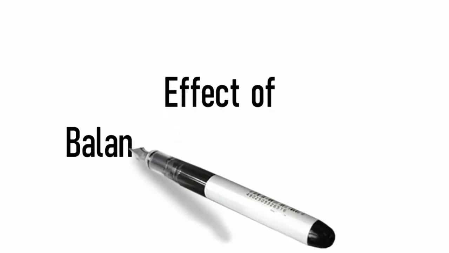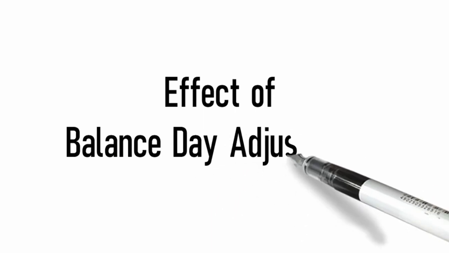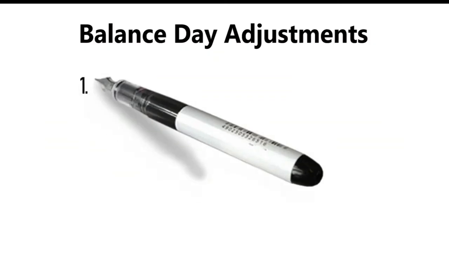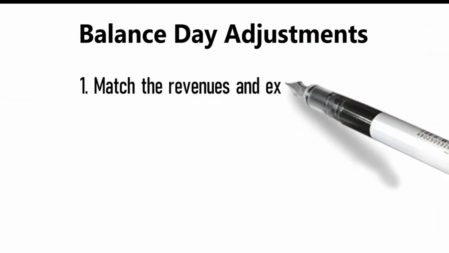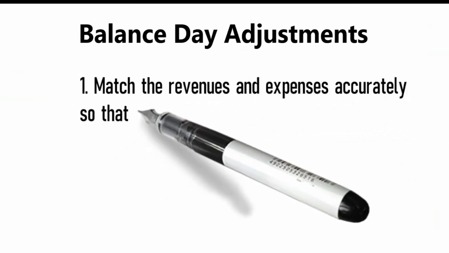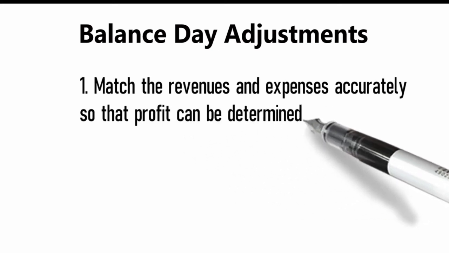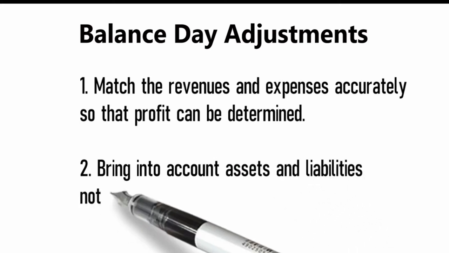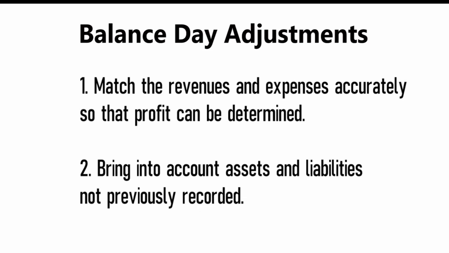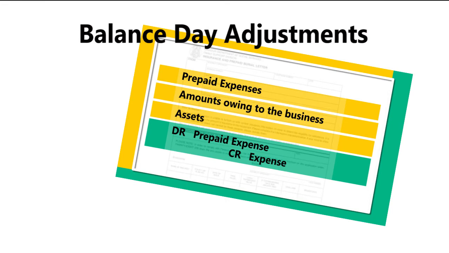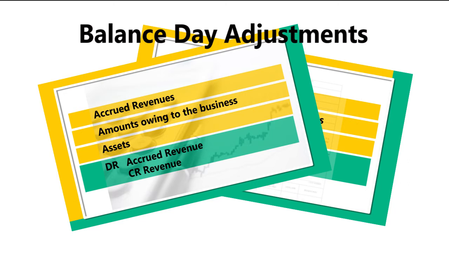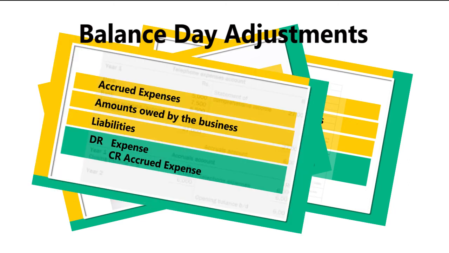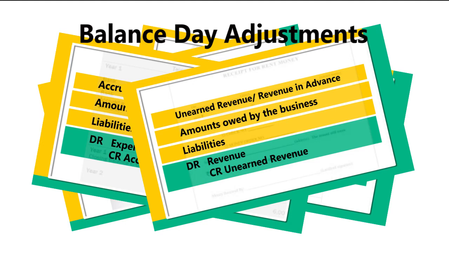At this point, students should realize by now the effect of balance day adjustments, which is number one, matching the revenues and expenses accurately determines profit. And number two, they bring into account assets and liabilities which have not been previously recorded. Like in the previous demonstration, we saw the creation of two assets which were prepaid expenses and accrued revenue, and two liability accounts which were accrued expenses and revenue in advance.